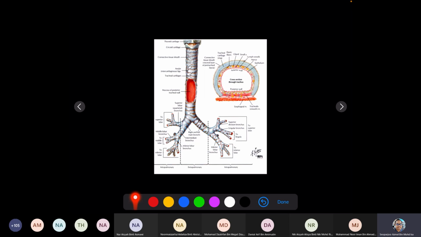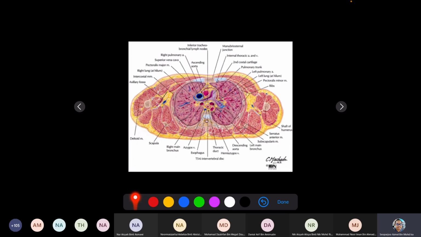This is another thing that you should know. This is the trachea. As I mentioned previously, this is the bronchi. Okay, this is a transverse section of a human body. You can see at the hilar part, this is the hilum, where the pulmonary artery goes into the right and left lungs, and then becomes small capillaries that encase the alveoli.